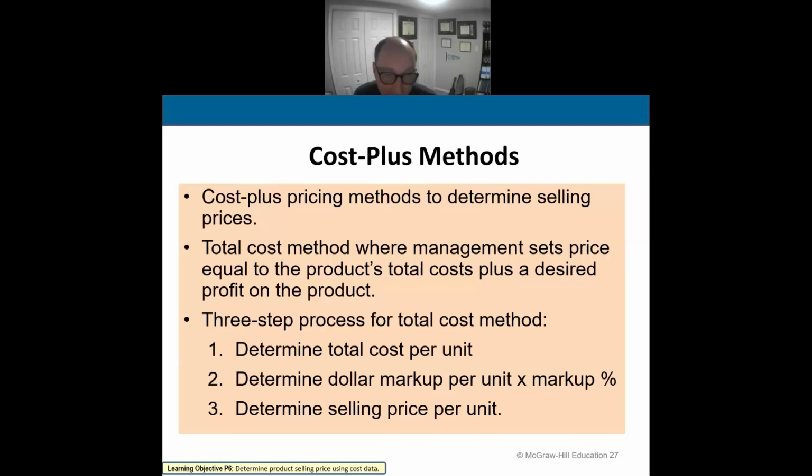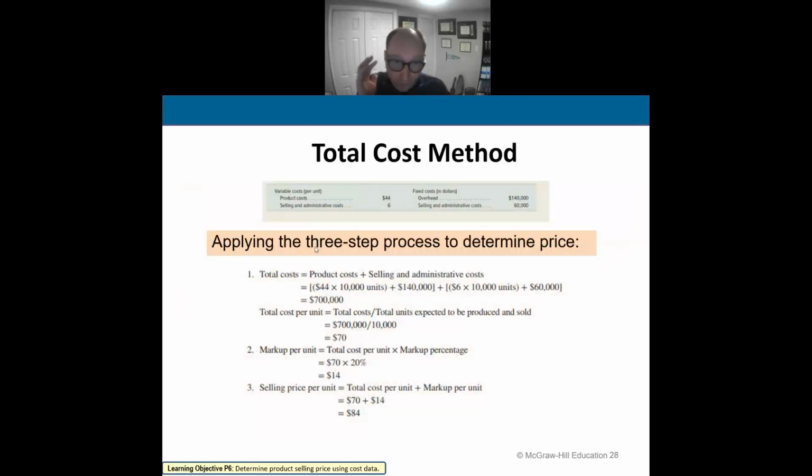Second step is to determine the markup per unit, which is the total cost times the markup percentage. And then the third step is to determine the sales price. Markup is marking up the price. That's what we call it, markup. Marking up the price. Raising the price to the sales price. It's very important that we cover our total cost.